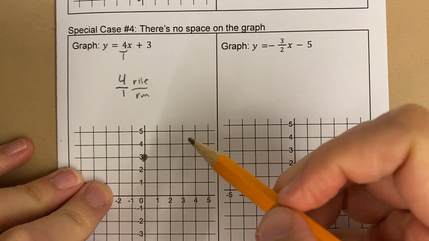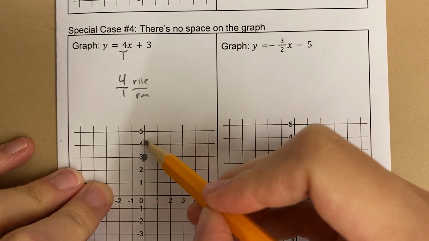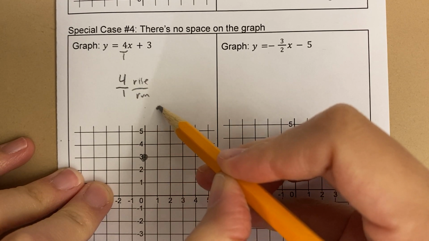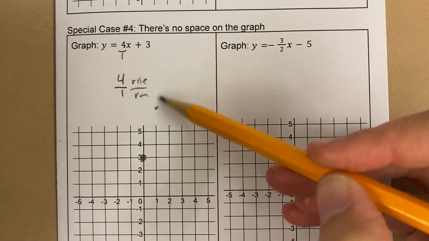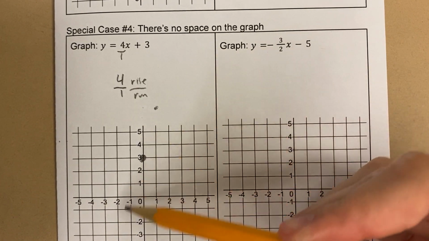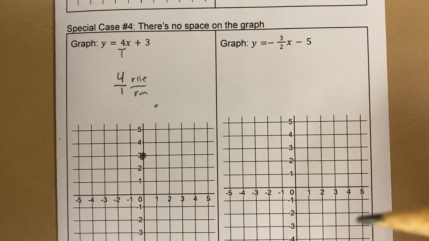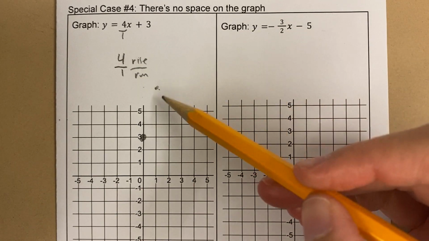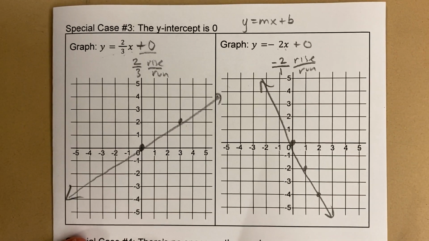Now look, let's pretend for a second I had a bigger graph. Let's just eyeball it, like I'm going up 1, 2, 3, 4 over 1. So here's the thing, I kind of know where the line's gonna be. It's gonna look something like this. So just imagine it for a second and think, how could we get that line accurately if I'm out of space on the graph?